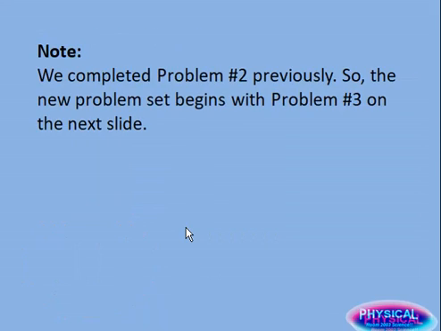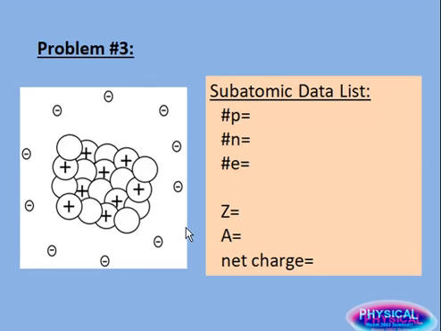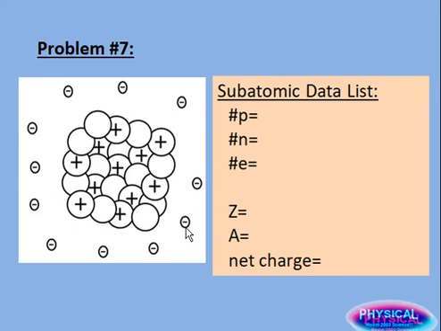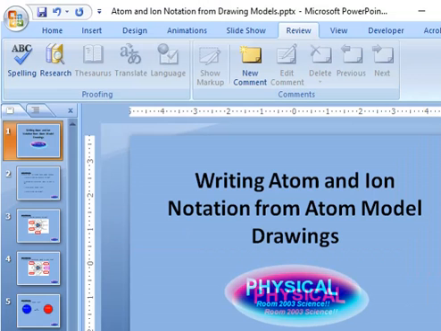And remember that we completed problem number 2 previously as well. So the new problem set begins with problem number 3. I didn't want you to think that I had missed one, or I didn't want that to be a sticking point. So we have problem number 3, 4, 5, 6, and 7. You have 5 practice problems. Please back up to any point in this video that you need to figure those out, and we will get back together and review your atom or ion notations together.